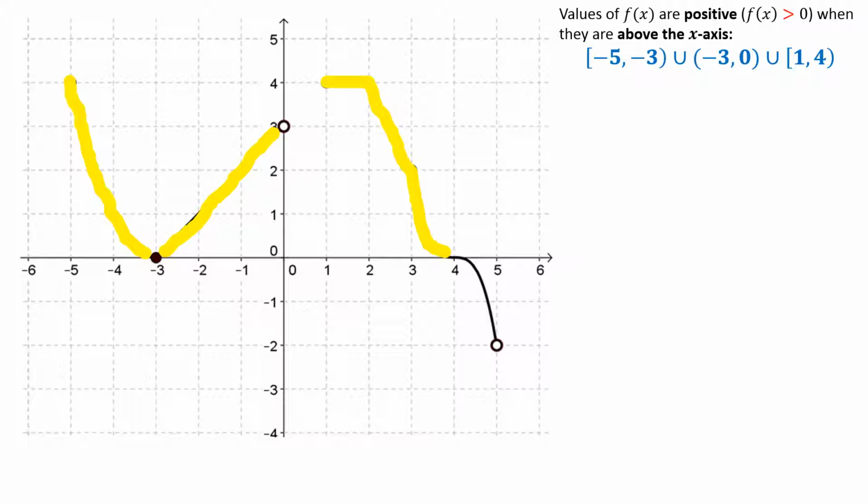I have a second branch which goes from -3, again not including, out to 0, and not including x equals 0 because of that open circle. And then I have an interval starting at x equals 1 and extending out to x equals 4. I do not include x equals 4 because, again, the value of the function right there is 0.